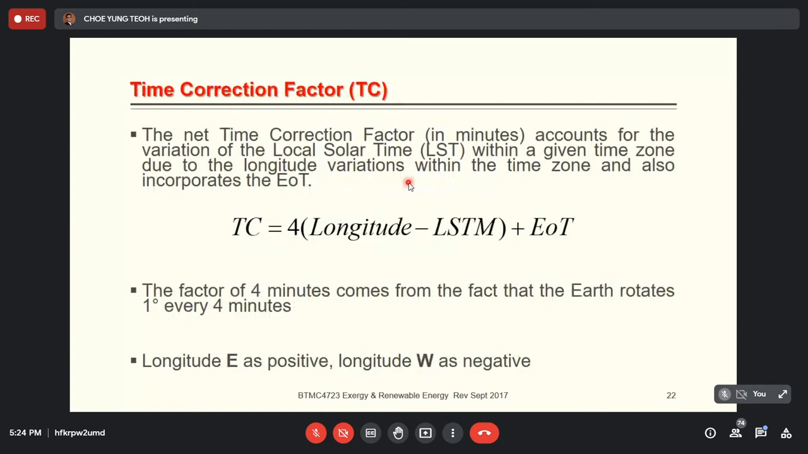Okay, so now we talk about what is meant by time correction factor TC. Okay, so which is referred to the net time correction factor in minute, to account for the variation of the local solar time given time. Okay, and maybe in general, you don't need to read it. Time correction factor, remember that our country adjusts the time zone. Supposedly, Peninsula is located in the time zone of +7, but we adjust to +8. So now I want to adjust back. Okay, so how I want to adjust, I compare two different things. The exact location, which refers to the longitude, and the time zone at that location.